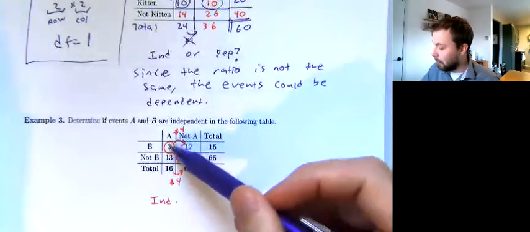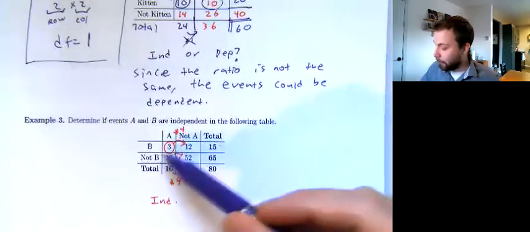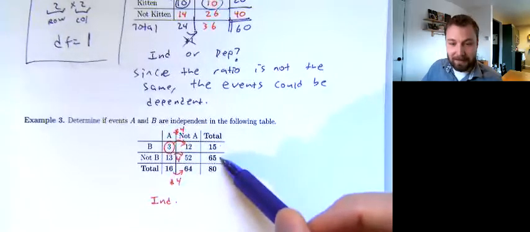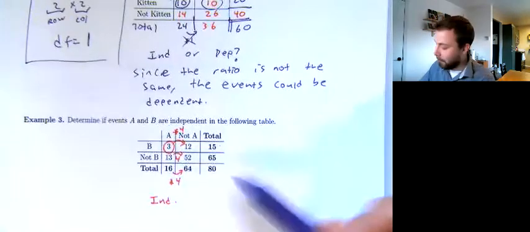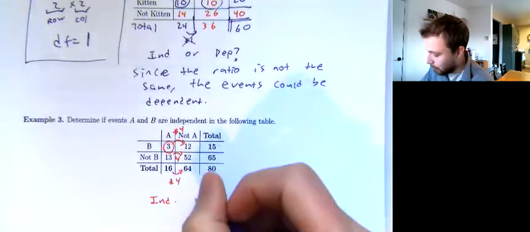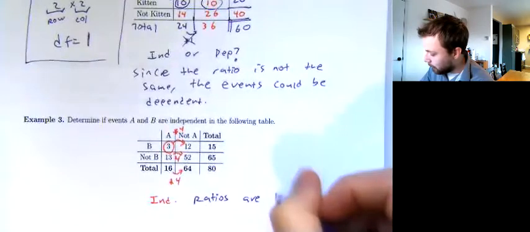And the neat part is I should be able to take any two columns and do this. So for example, 3 to 15, that's multiplication by 5. If I do 13 times 5, I get 65. If I do 16 times 5, I get 80. So this appears to be independent. The ratios are the same.